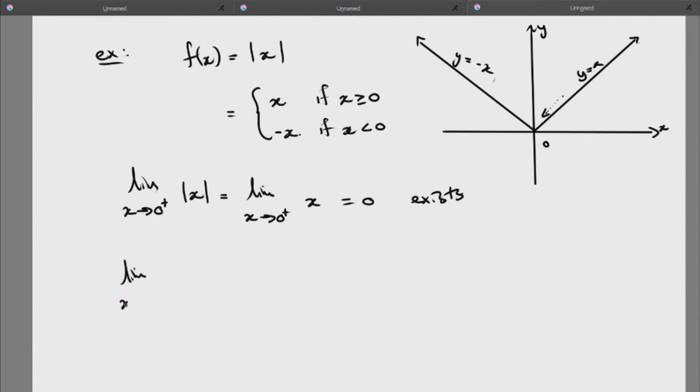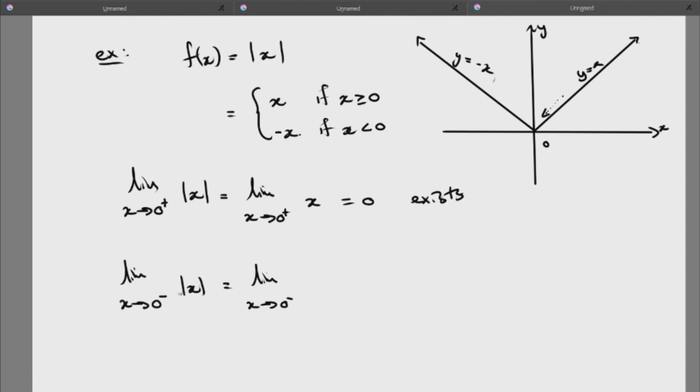If I look at the limit as x approaches 0 from the left, which means negative numbers, this means I'm only looking at this case. I don't care about the other half. That's the benefit of one-sided limits.